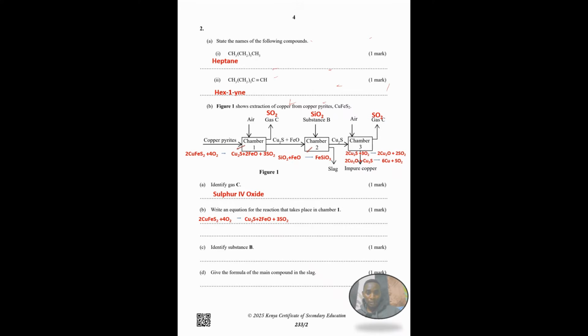Then the next question is to identify substance B. Substance B, we had already identified it. Substance B is silicon 4 oxide, which we were calling silica.